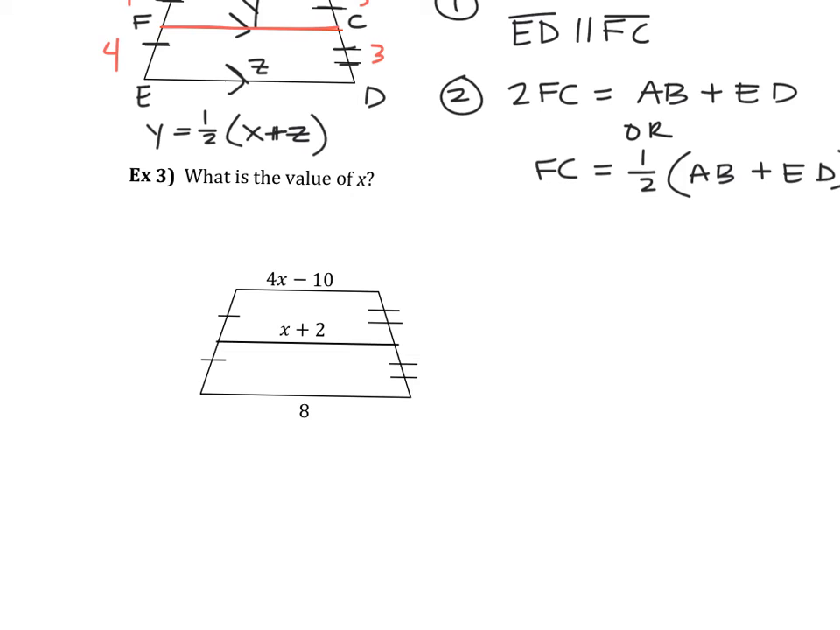Okay, so let's look at example 3 here. It asks, what is the value of X? So notice we have a mid-segment because they marked our sides congruent here and they marked our sides congruent here. So this is a mid-segment. How could I set this up? What's one way you could set it up?